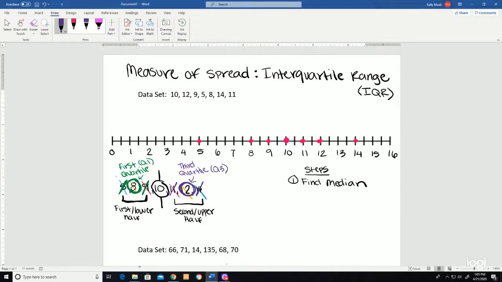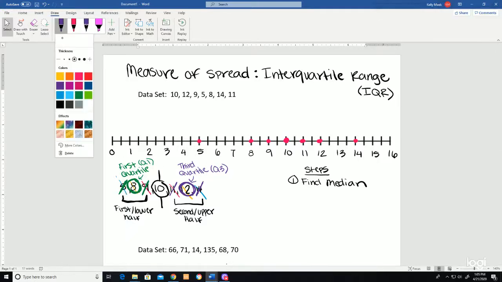So the first quartile is 8. That's the median of the lower half. And the third quartile is 12. That is the median of that upper half. Well, you're probably thinking, you have the first quartile and then the third quartile. What happened to the second quartile? Why did we skip that number? Well, we actually didn't skip that number.